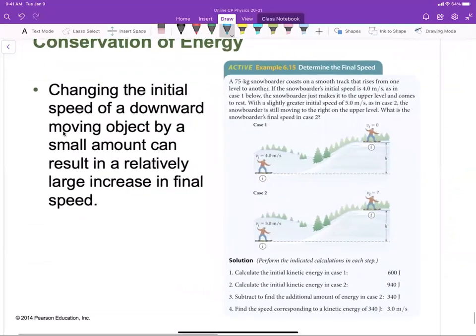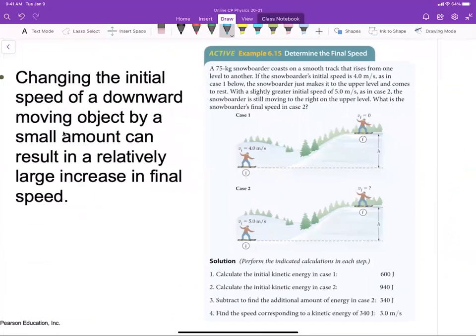I encourage you, this is in your OneNote, to take a look at this example. It actually gives you a good practice problem. So we have a snowboarder coasting on a smooth track that rises from one level to the other. The snowboarder's initial speed is 4 meters per second, and it makes it to the upper level and comes to rest. And then with a slightly greater initial speed, as in case two, it's still moving to the right at the upper level. What is its final speed in case two?